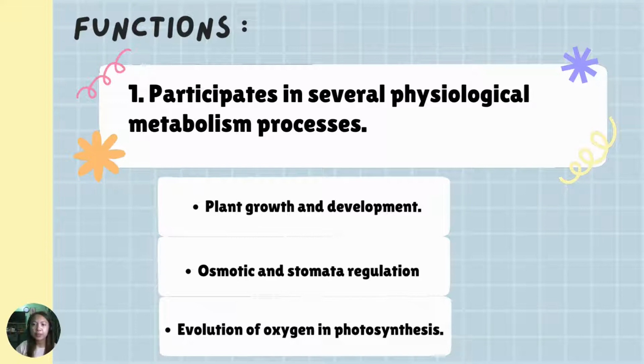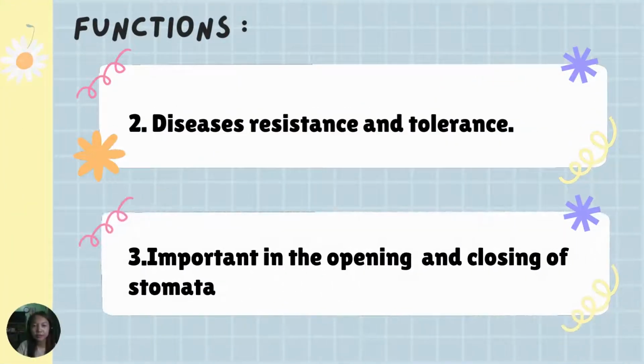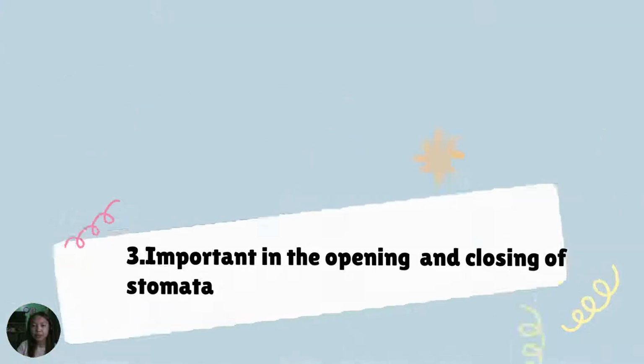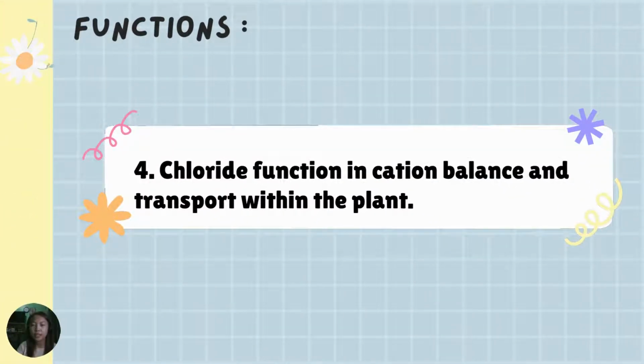So in order for the plants to produce energy and maintain cellular function, their cells undergo the highly intricate process of photosynthesis. Photosynthesis is the production of food for the plants. Okay? Critical in this process is the stomata, wherein the photosynthesis starts. So another function of chlorine is for disease resistance and tolerance, and it is also important in the opening and closing of the stomata, as I mentioned a while ago. And lastly, chloride functions in cation balance and transport within the plants.